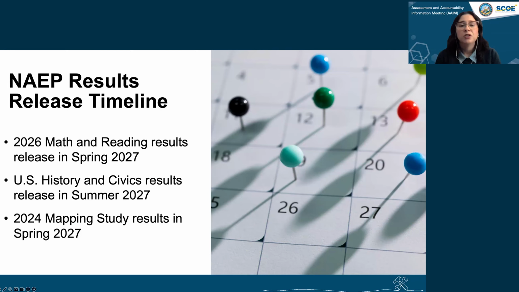There is also a 2024 mapping study that's happening right now by a research institute, and that will be released in spring of 2027. The 2022 mapping study was actually just released in February if you're interested in looking at that, and that just shows how state results and NAEP results kind of compare to each other.